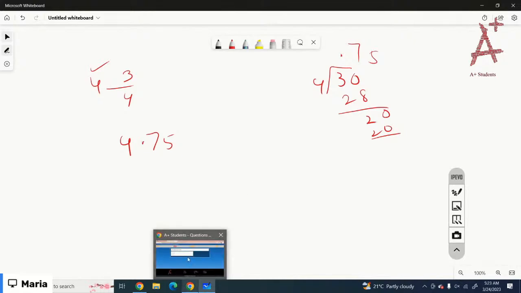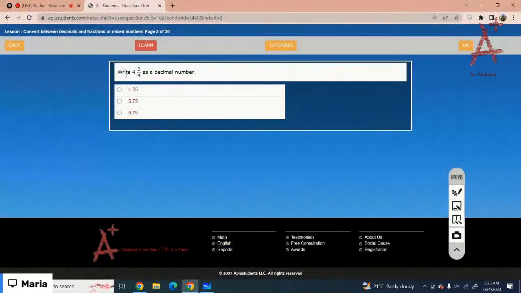So the correct option is 4.75. Option number 1 is the correct option.